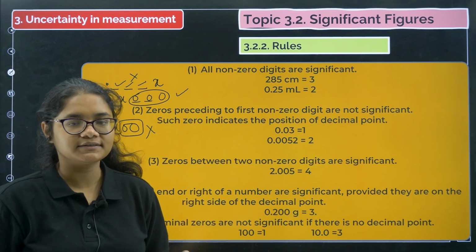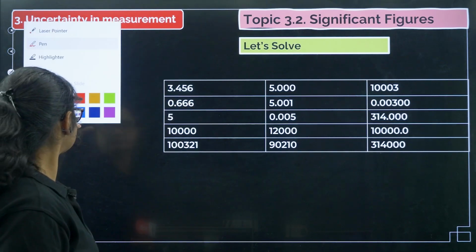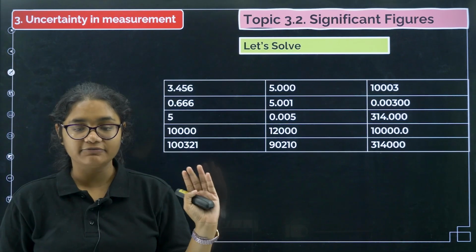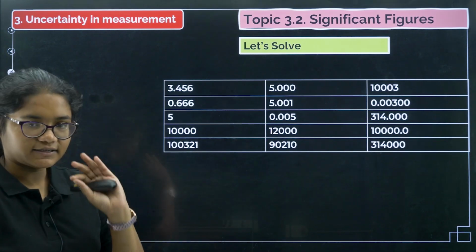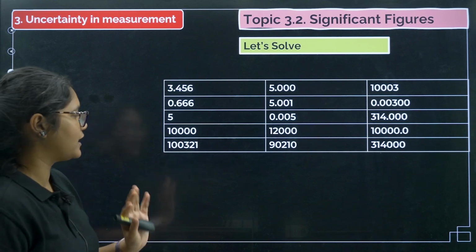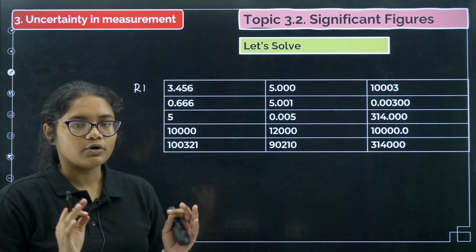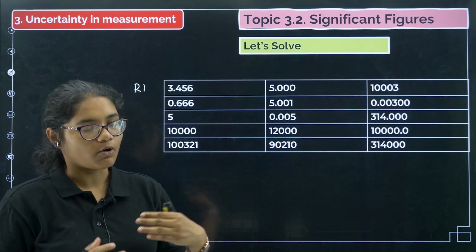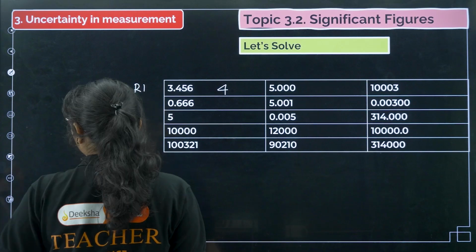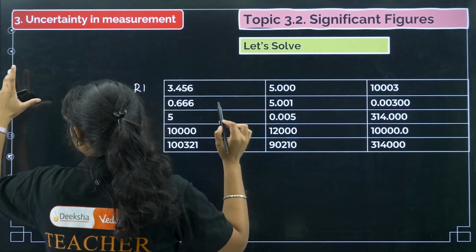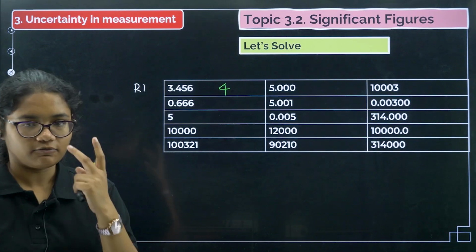Okay, now we will do some questions, it will be more clear. Let us see the first one. You need to tell the number of significant digits in all these examples. Now 3, 4, 5, 6, there is no zero here, and I will also tell you the rule that we are using. According to rule number 1, if there are no zero digits, then all the digits are significant. So how many significant figures will be there here? 4, right? Yes, we get 4 significant figures.